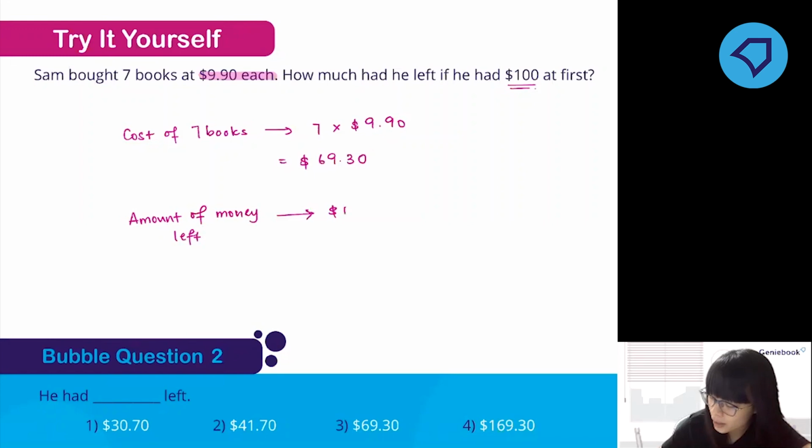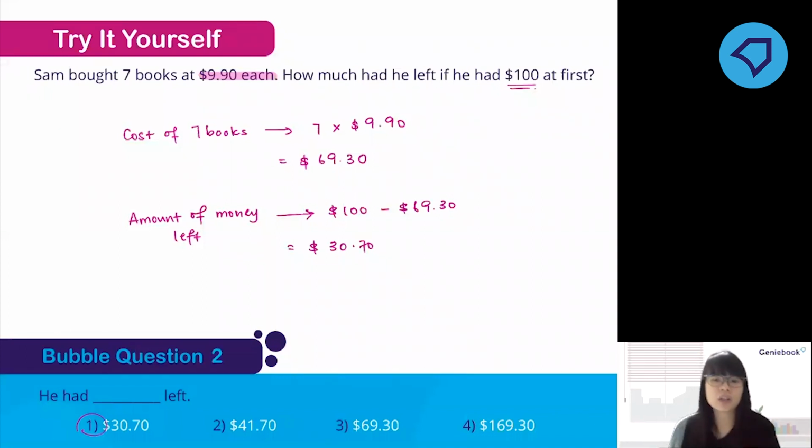Yes, you have to take 100 minus the amount of money he spent, and that would give you $30.70. When you try to do mental calculation, a lot of you might try to take 100 minus 69, 10 minus 6 is 4, 10 minus 9 is 1, then you give me option number 2. For this one, when regrouping is involved, please try to do your working at the side so that you can do the cancellation properly. Try not to make any careless mistake based on the regrouping.